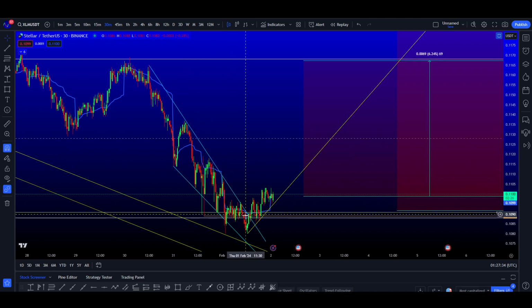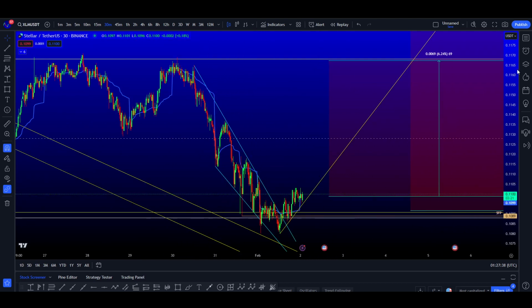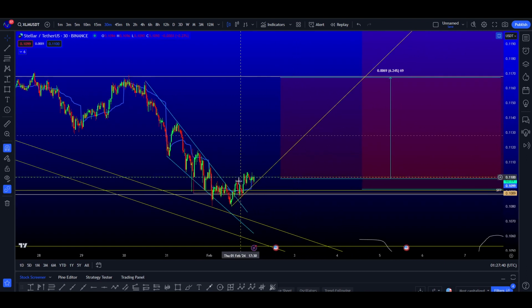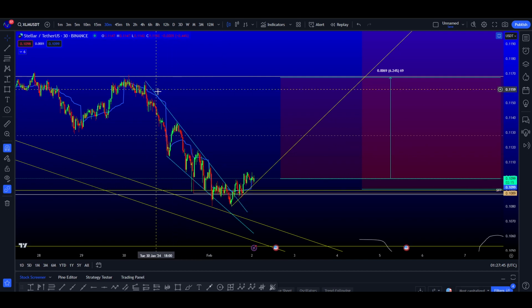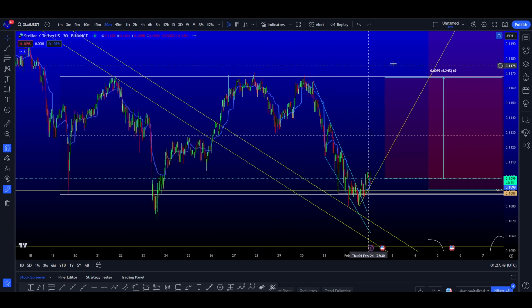So yeah, this is one I would enter if I had a little bit more liquidity free. And like I said, until this trend line breaks, I would just still remain bullish. Just like here, until this trend line broke, I remained bearish, right? So that's pretty much it for XLM.